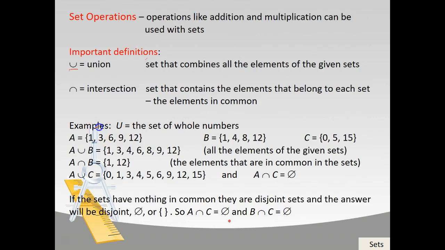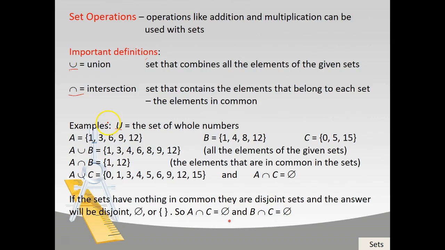This symbol here is the symbol for intersection. This is the set that contains the elements that belong to each set. They're the elements in common. Think back to greatest common factor, when you would pick out the multiples of a number that both numbers had in common.